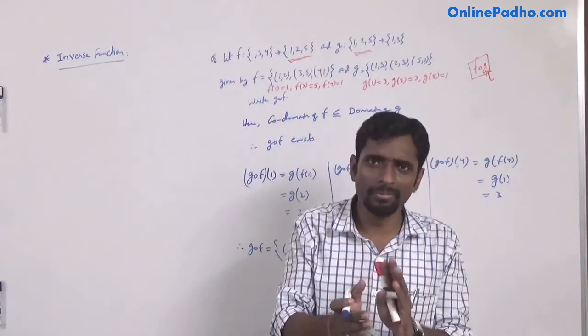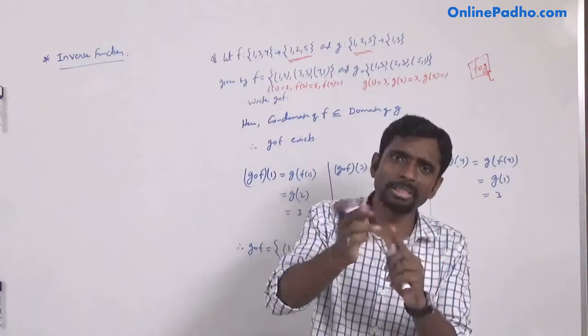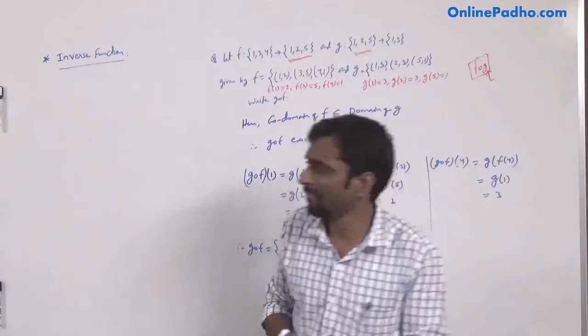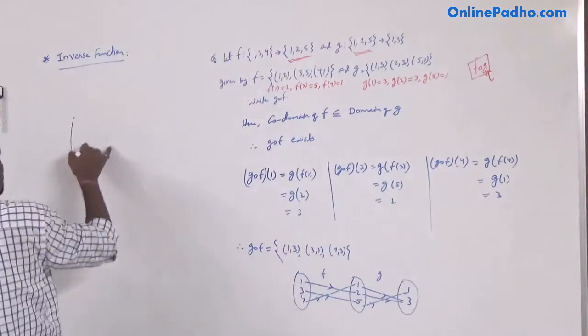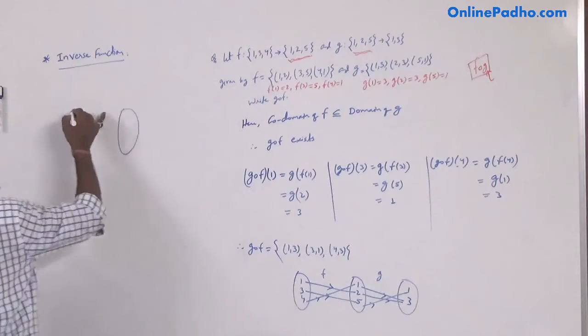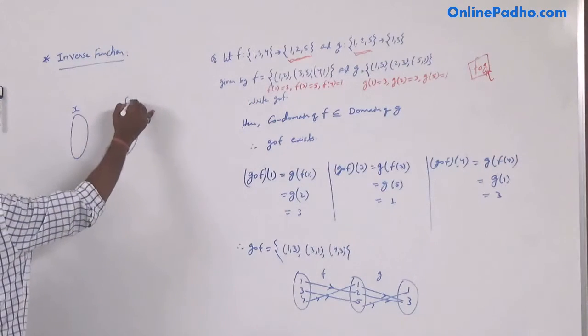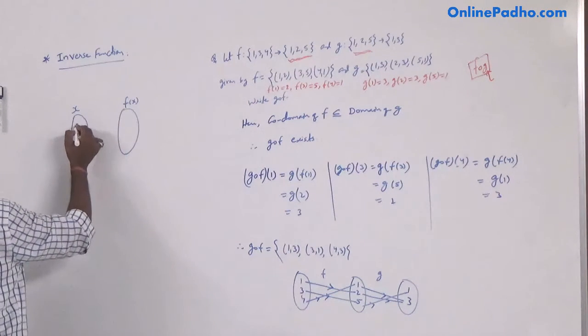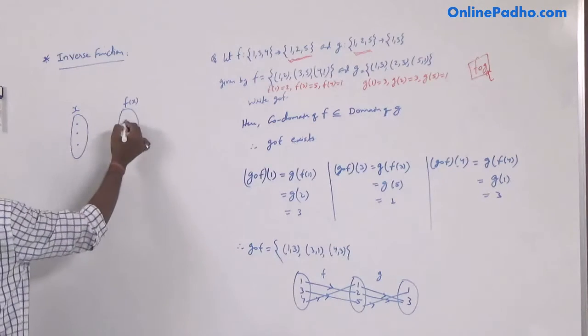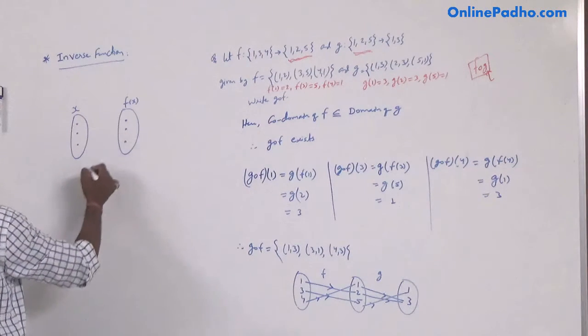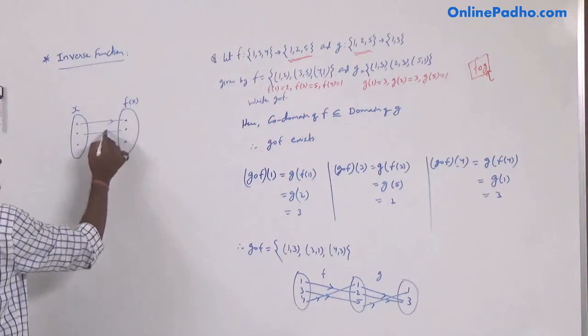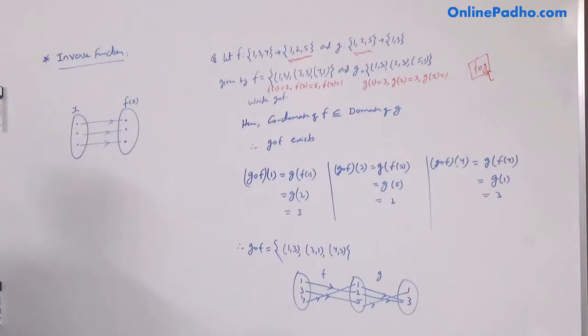Because in the case of inverse, domain and codomain just interchange their places. If we have a function f(x), let us see, this is x and this is f(x). We have some element in this and we have some different element in this. And this is the function f(x).